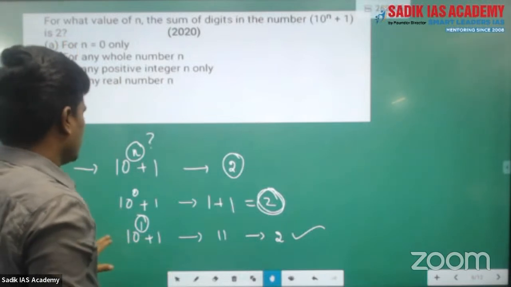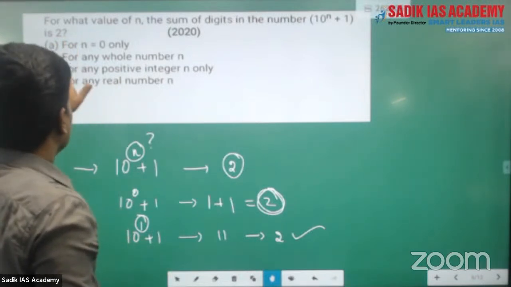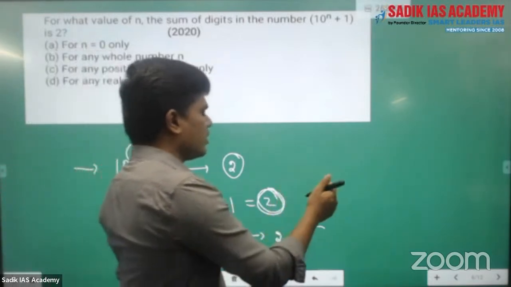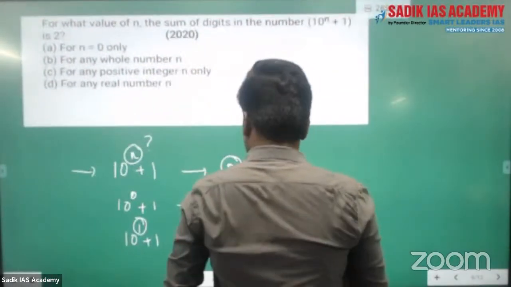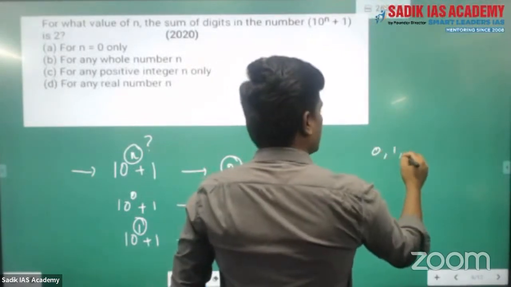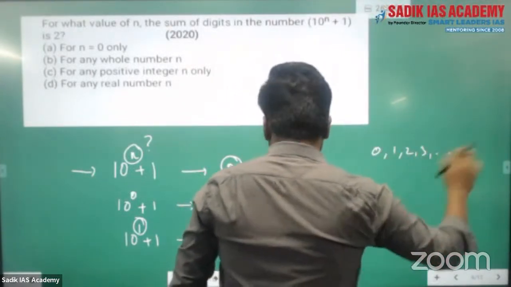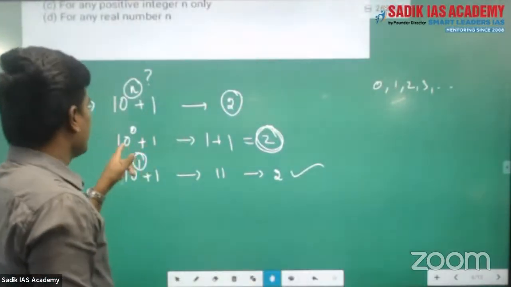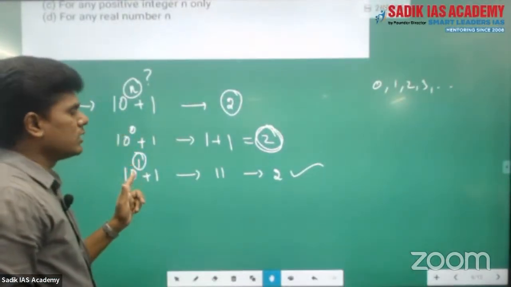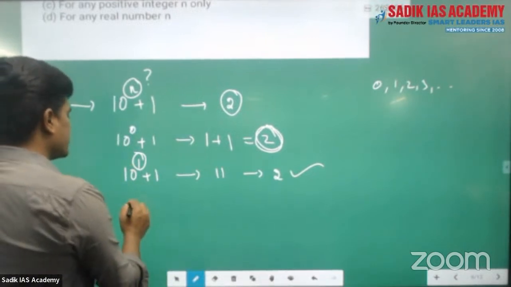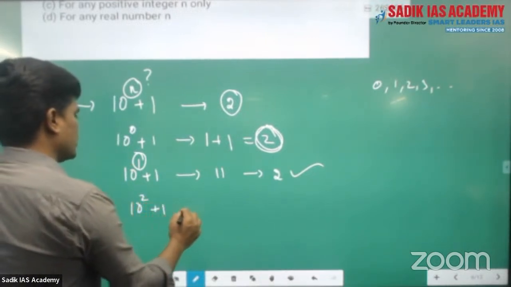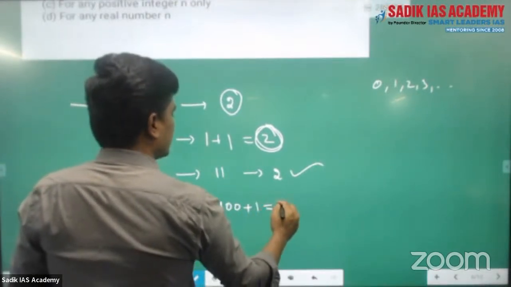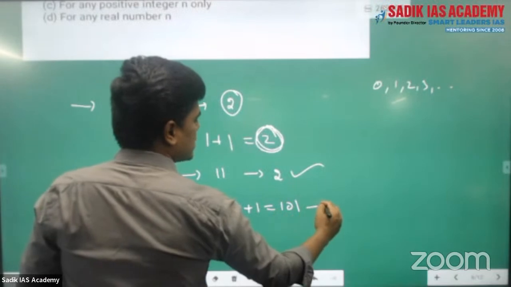And then the second option, for any whole number n. So any whole number starts from what? That is 0, 0, 1, 2, 3, like that. All these numbers are whole numbers. So in that case, you have already verified for 0, already verified for 1, now verify for 2. 10 power 2 plus 1. That means 100 plus 1. That is 101. If I add all the digits, I'm getting what?